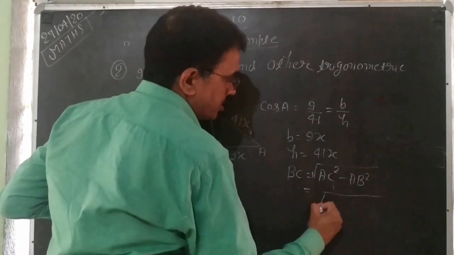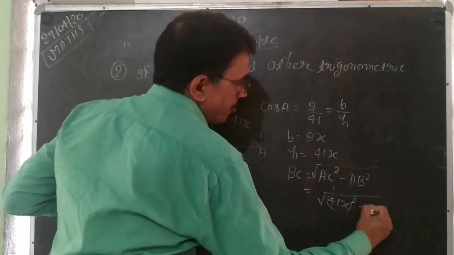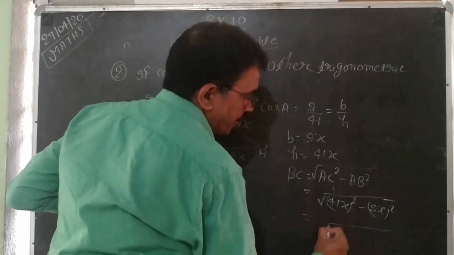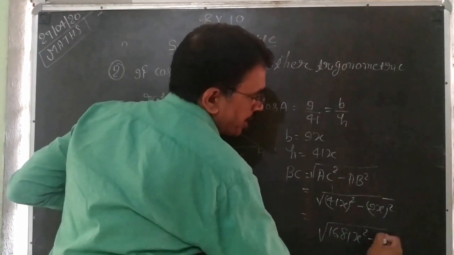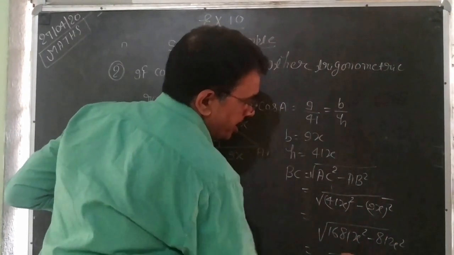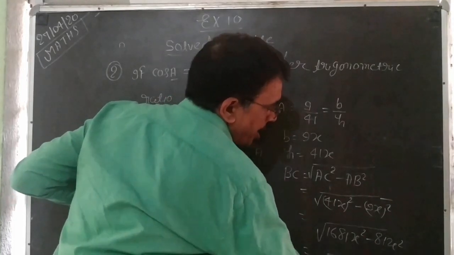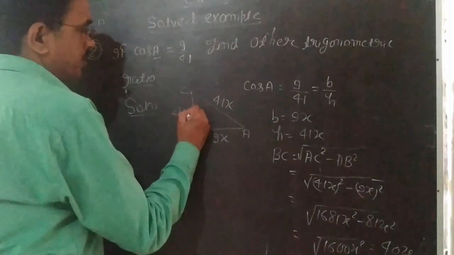So BC square is equal to 41x whole square minus 9x whole square. You get here 1681x square minus 81x square. It is equal to 1600x square, and that is 40x. Root of 1600 is 40, so it is 40x.